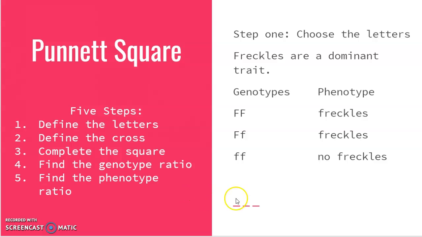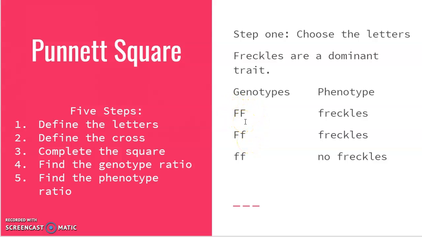We're going to talk about freckles for our example. And when we choose the letters for freckles, I'm going to use a capital F for freckles because freckles are dominant. And I'm going to use a little f for the genotype of no freckles. So if we're looking at the possibilities of genotypes, there's three possibilities. Either you can have a pair of capital Fs, a pair of lowercase f's, or you can have a capital F and a lowercase f. So that capital and lowercase, that is heterozygous.